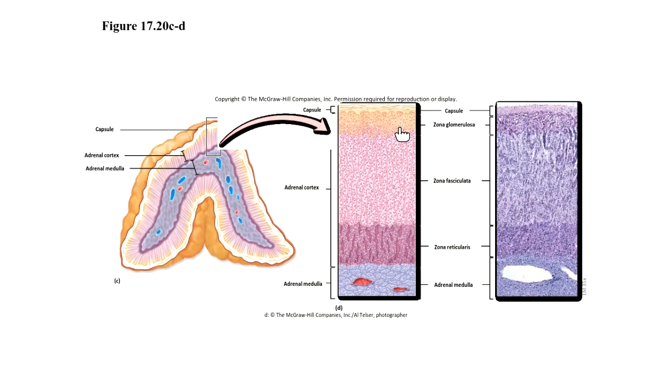Zona glomerulosa is where we made aldosterone. Remember, aldosterone wants to conserve sodium and help to get rid of potassium. A lot of times we got too much potassium in our body. Here, the biggest layer is the zona fasciculata. And again, if you look at this, it looks like bundles, and that's what the word fascicle really means, is bundle. So here is the zona fasciculata, and that's where the word fasciculata came from, is fascicle.